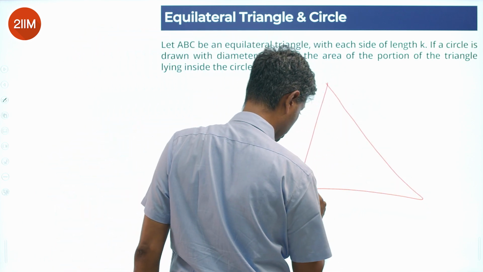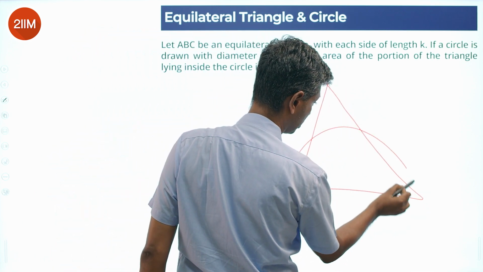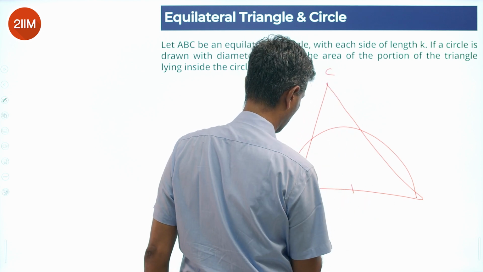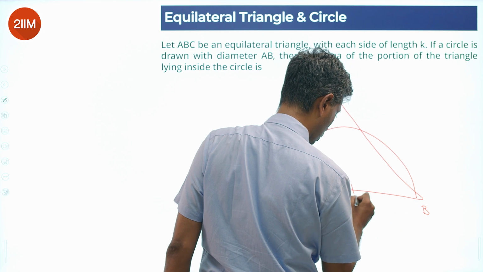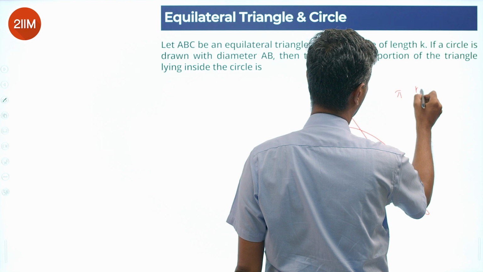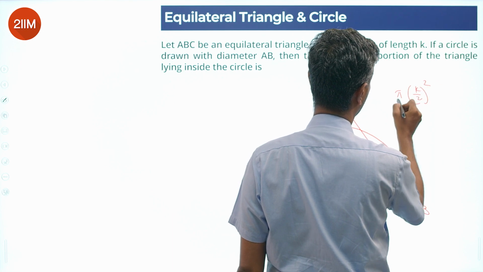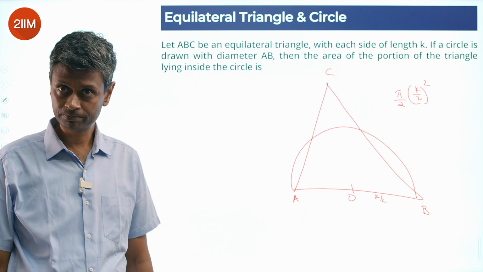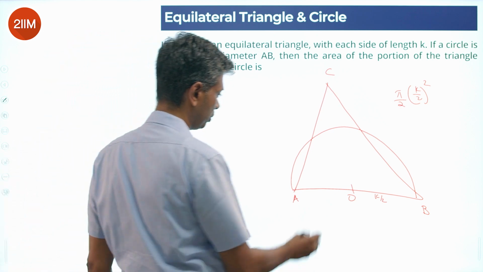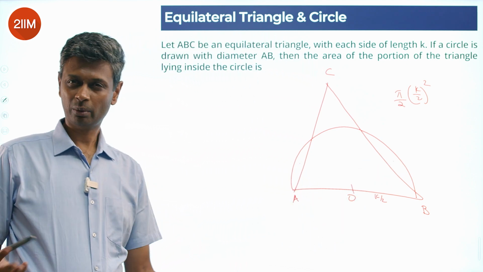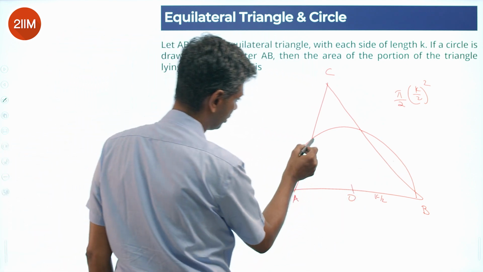Math is also tough. So this is a circle like this, with radius K by 2. This is C, A, B, O. Area of the semicircle is half of pi r square, that is, pi into K by 2 whole square, half of that. From this, what do we subtract? This segment and this segment. The segments are going to be identical. It's an equilateral triangle, semicircle. So join this.